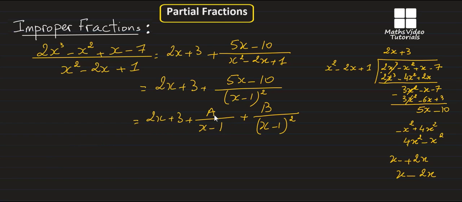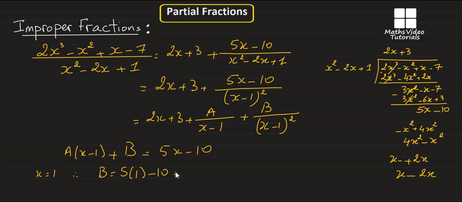So you can see for the a, all I have to do is just multiply it by itself. For the b, it does not need to be multiplied by anything. So it's going to be a bracket x minus 1 plus b, because the b got the highest power already, 2. And that should be equal to 5x minus 10. So if I make x equal 1, that would eliminate the a. So b would be equal 5 times 1. Let's write it down anyway. Take away 10, which is negative 5. So therefore, b is equal negative 5.